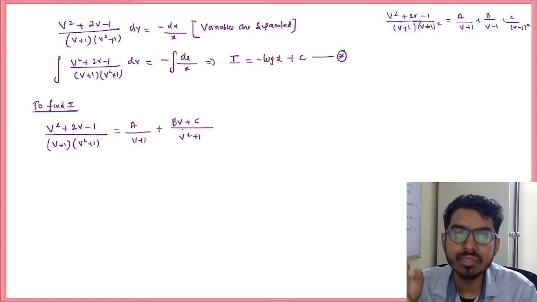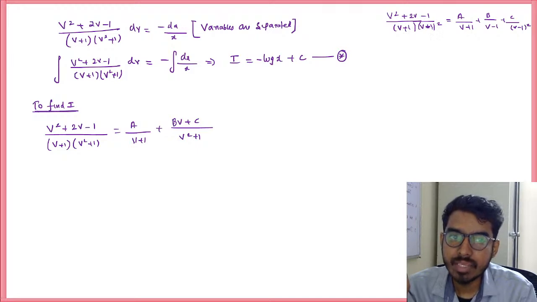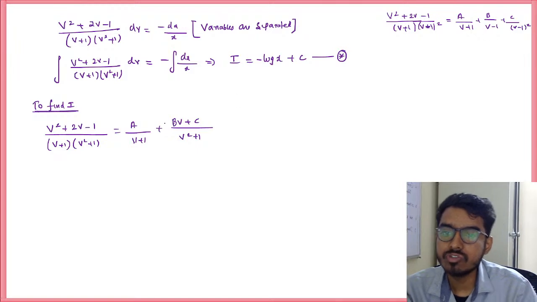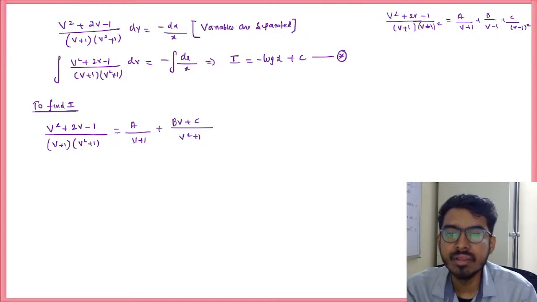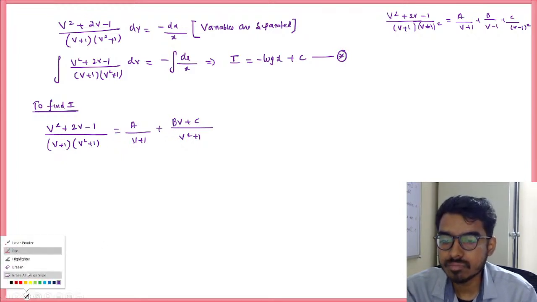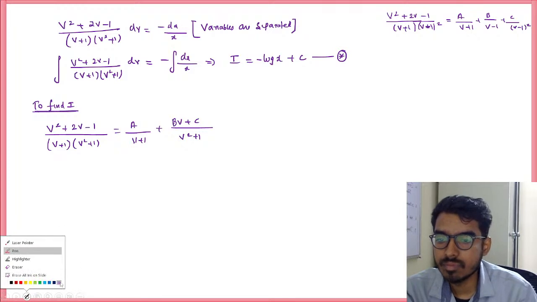So there are only 3 types. First is non-repeated, that means you don't have powers here. You just write a by (b plus 1), b by (b minus 1). If we have a whole square, a by (b plus 1), b by (b minus 1), c by (b minus 1) whole square. This is type 2. So type 3, b square will be inside, complex roots, right? You have to write like this.